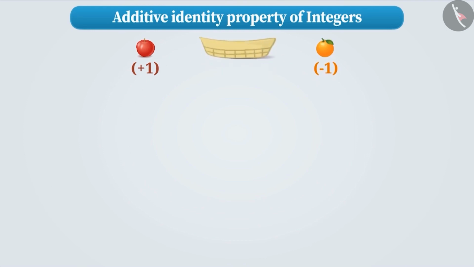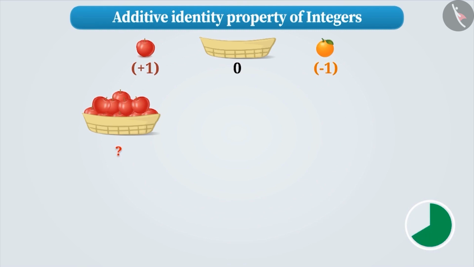When the basket is empty, we will say that the value of basket is 0. Now, if we place 10 apples in the basket, then what will be the value of the basket? Think for a while. You got it right. Since the value of the basket was 0, when 10 apples are placed in it, its value became +10. This is because adding 0 to +10 gives a value +10.